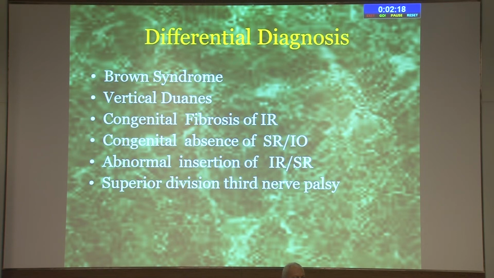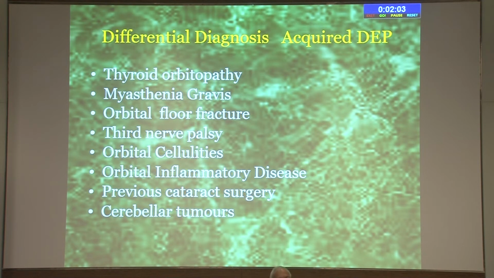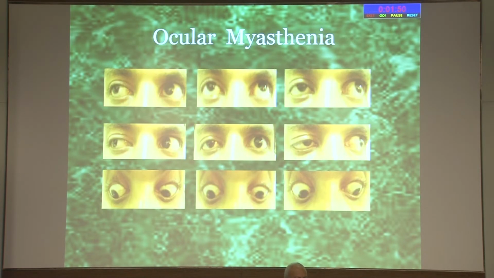Various differential diagnoses for congenital MED could be Brown syndrome, vertical Duane's, congenital fibrosis of inferior rectus, congenital absence of superior and inferior oblique, absent insertion of inferior and superior rectus, and superior divisional third nerve palsy. Differential diagnosis for acquired MED are thyroid orbitopathy, myasthenia gravis, orbital floor fracture, third nerve palsy, orbital cellulitis, orbital inflammatory diseases, cerebral tumors. This was one of the patients with ocular myasthenia gravis, which presented like MED and was referred to the neurology department for management.